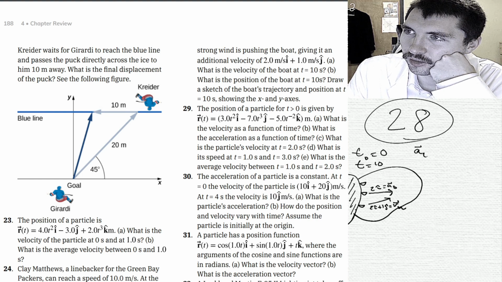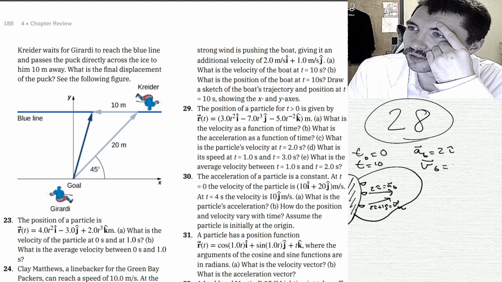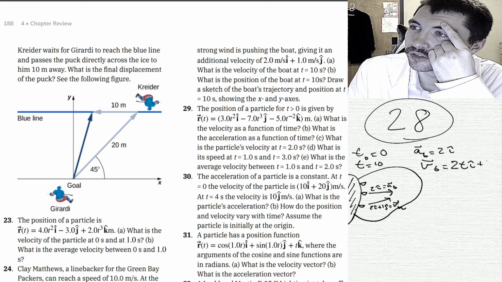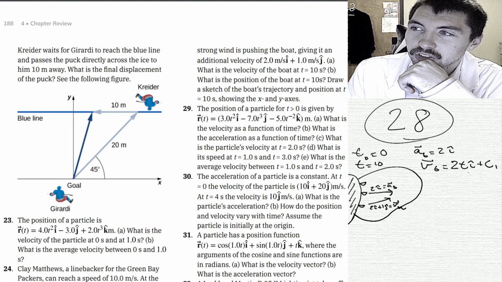Okay, so if a is 2i, can we say... I'm just doing the integral in my head. 2i plus tj, question mark, plus C1. Okay, so velocity is that.